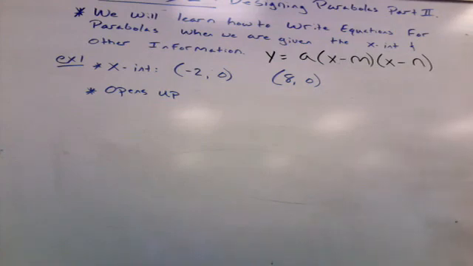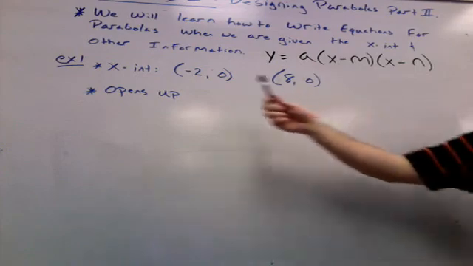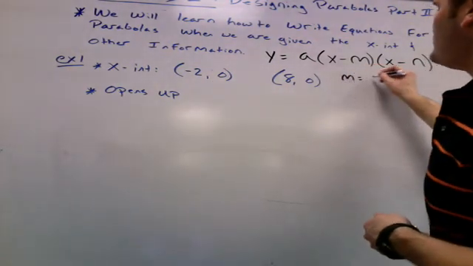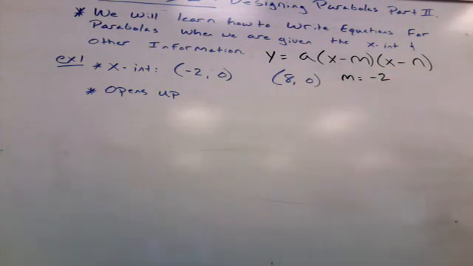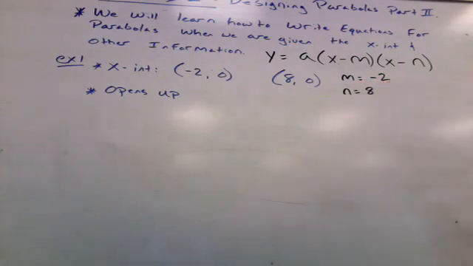You can plug the x-intercepts in for m and n. Good. The x-intercepts get plugged in for m and n, right? So if my x-intercept is -2, that means m is what? -2. If the x-intercept is (8, 0), that means n is 8. Right? Does that make sense?